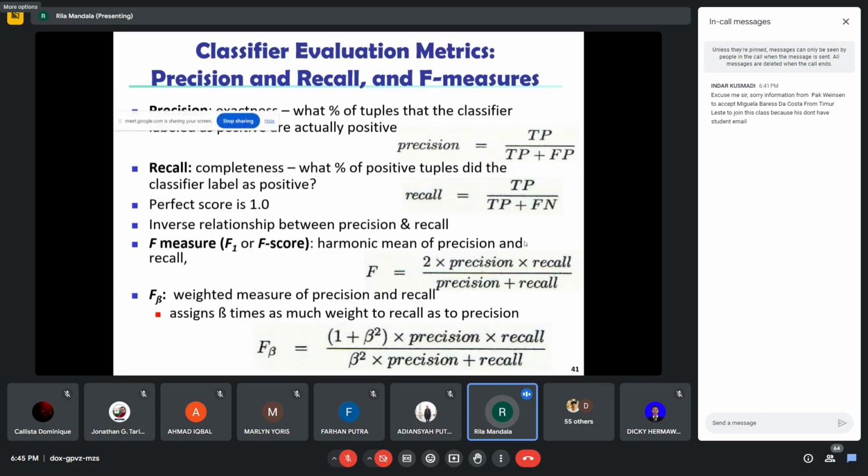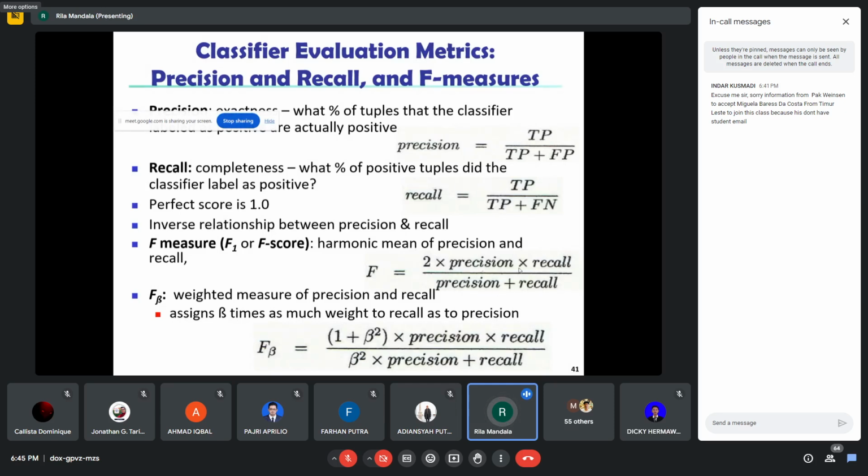The maximum value of the F1 measure is... is it one? Yes, one. The highest value of precision is one, right? And the highest value of recall is also one.